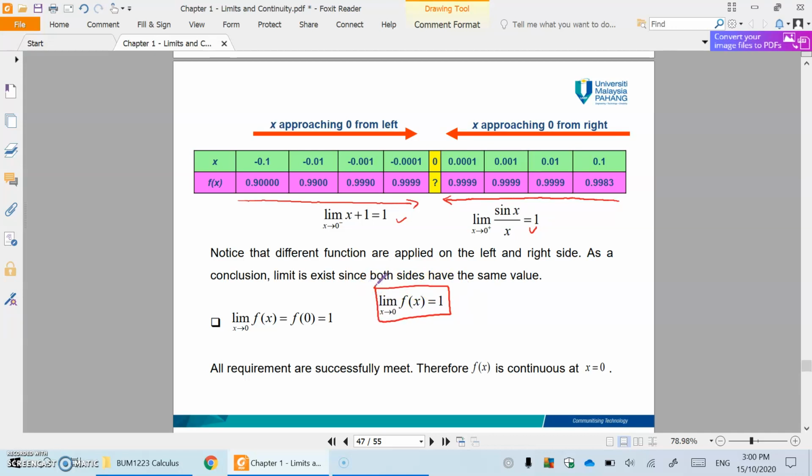So comparing f(0) and our limit, we have the same value, which equals 1. Therefore, we can conclude that the function f(x) is continuous at x equals 0.